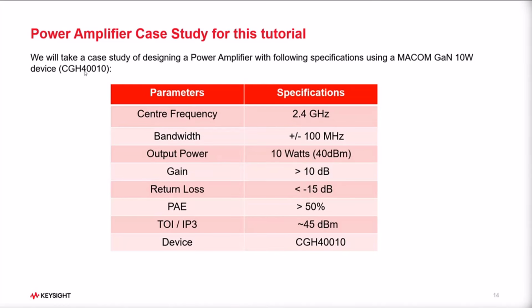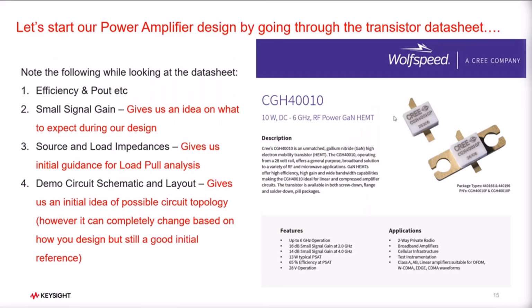And now they even have the second generation, which they call CG2H40010. So either of those models can be used. So we will try to achieve 2.4 gigahertz as center frequency, bandwidth of plus minus 100 megahertz, output power, gain, return loss, power added efficiency, IP3, and thus the device, right? So with this goal in mind, we will begin our journey.